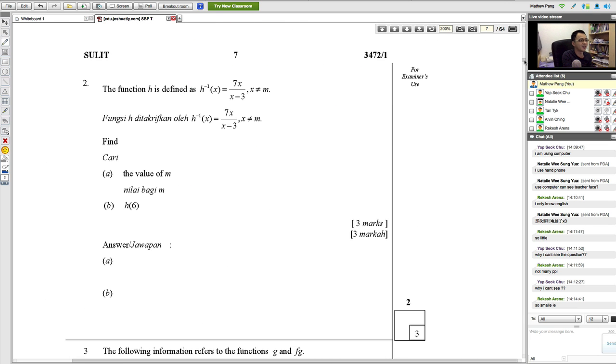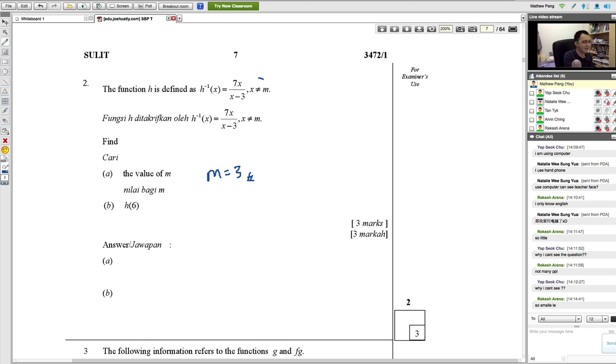If you have any question, please stop me. Alright, this one. The question says the function h is defined as h inverse of x equals 7x over x minus 3, and x cannot equal m. It asks you to find the value of m. So I know the value of m will equal 3 straight away.